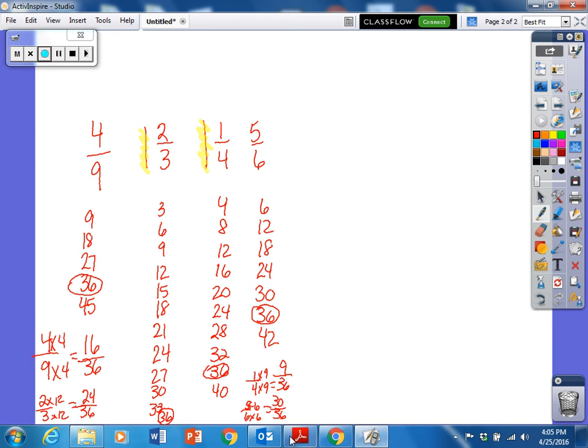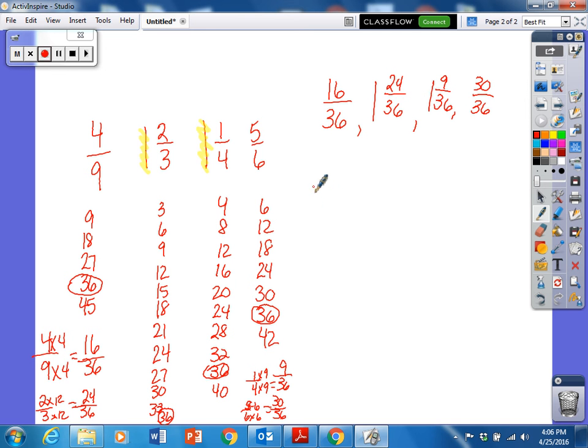So now let's take all of our fractions back. So I've got 16/36. Two-thirds had a 1 with it, so it's not just 24/36, it's 1 and 24/36. 1 and 1/4 would be 1 and 9/36. And then we have 30/36.